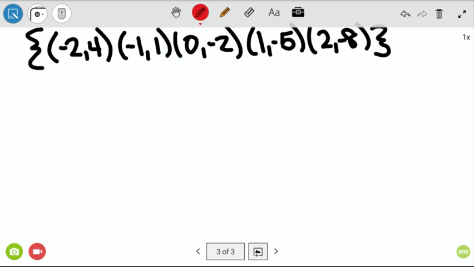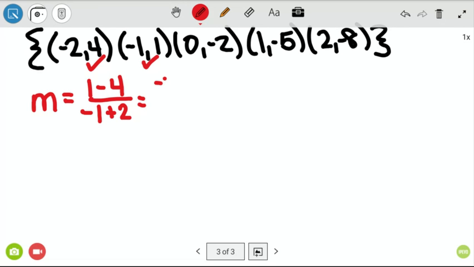Now, I'm going to pick the first 2. And again, you could have chosen any, but the first thing we have to do is find the slope of this line if we were to graph all of these points. So I'm going to take y2 minus y1 over x2 minus x1, and minus -2 would end up being a +2. So we have -3 over 1, which gives me a slope of -3.